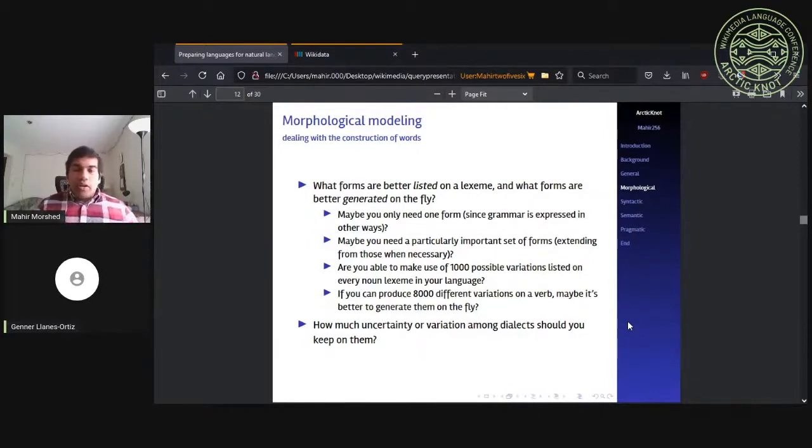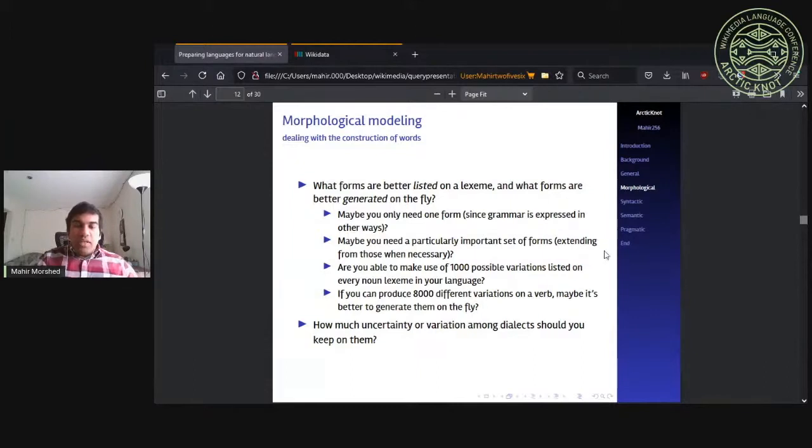The question here, harkening back to the first of the general questions, is what forms of words are better listed on a lexeme, and what forms are better generated on the fly? When you look at the lexeme forms tool that Lucas Werkmeister created, you see what decisions people have made in terms of the number of forms that are used. Maybe you only need one because grammar around it is expressed in other ways. Or maybe you need a particularly important set of forms. I think most languages that currently have templates are in that second bullet point because they have maybe a certain set of noun declensions or verb conjugations. And so there's only so much that really needs to be specified, listed out in order for things to happen later.